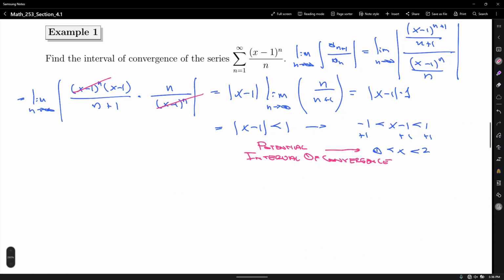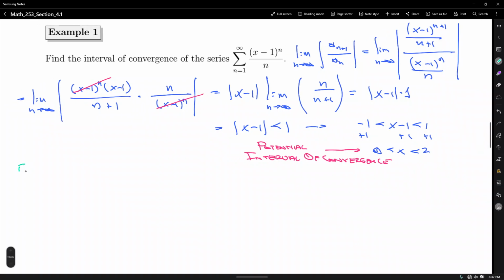We're going to get a series of numbers, no longer variables, to check their convergence. If the new series we come up with converges, then that less than becomes an equal also. But if we end up with a divergent series, then that remains the same. So that's what we need to check here.